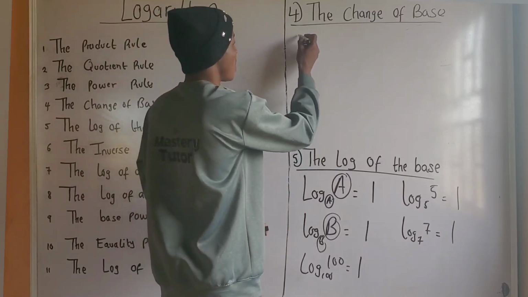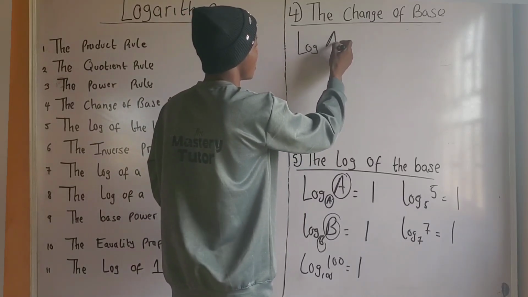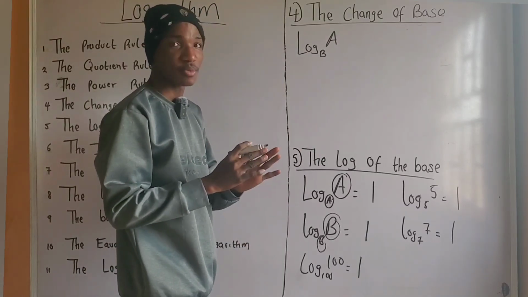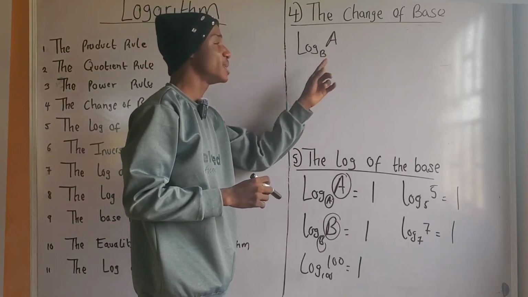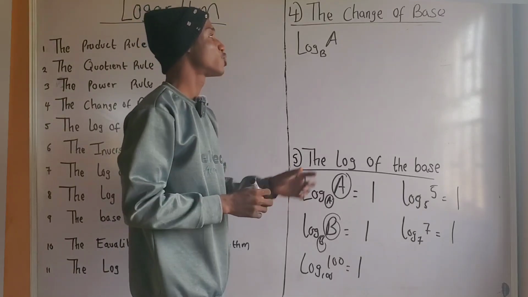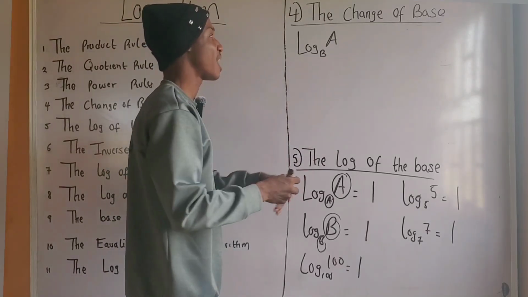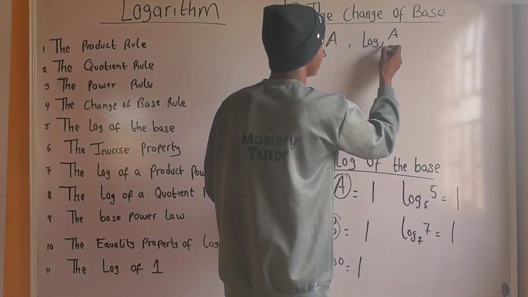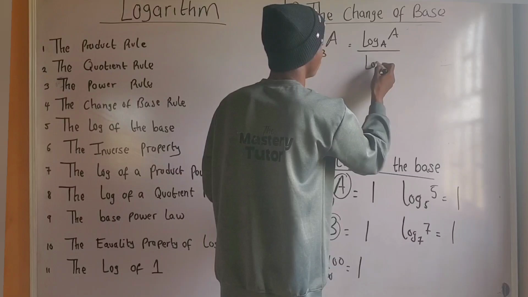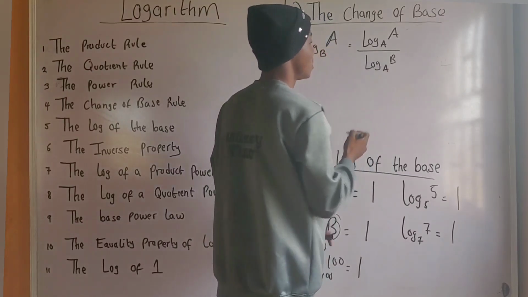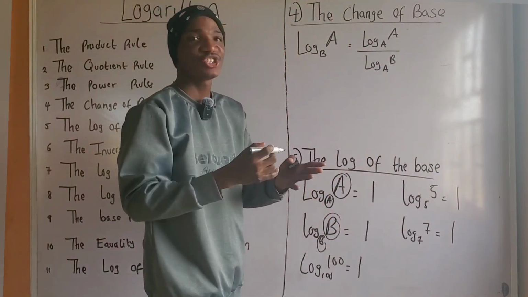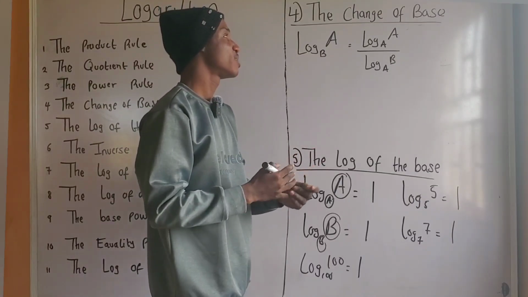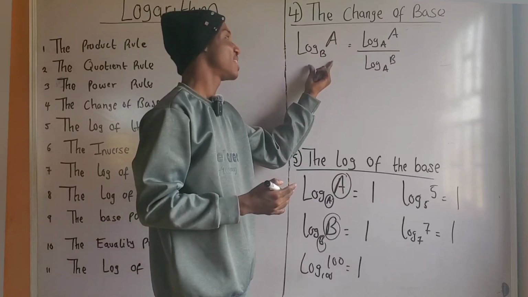According to this law, let's say we have log A base B. Please pay attention, okay? It's simple. Let's say you have log A base B. It is possible to rewrite this logarithm as log A base A all over log B base A. What I have done here is that I have changed the base of the logarithm. The base was B before, do you know? Then I change the base to A.